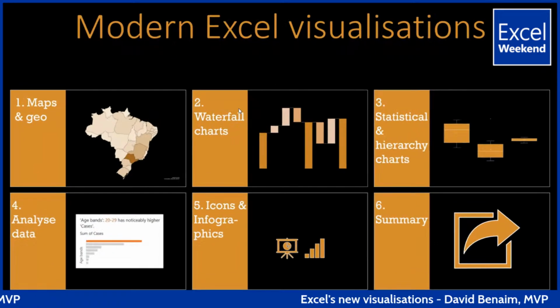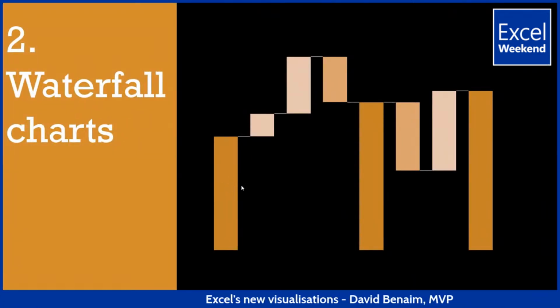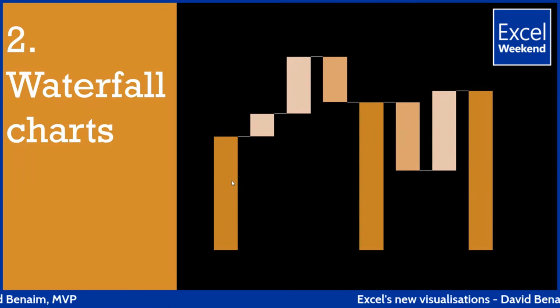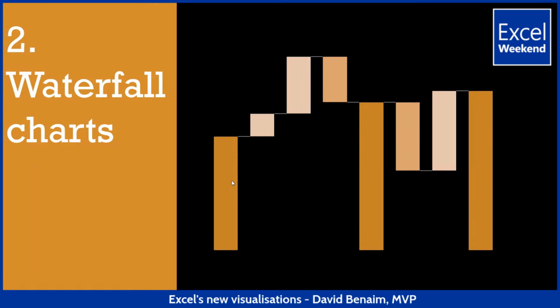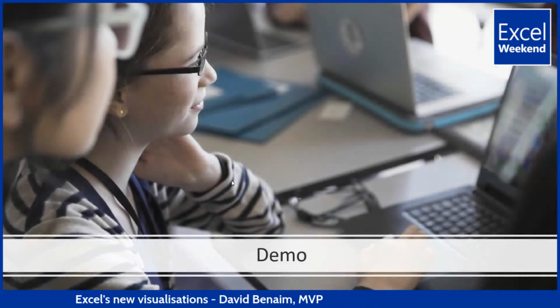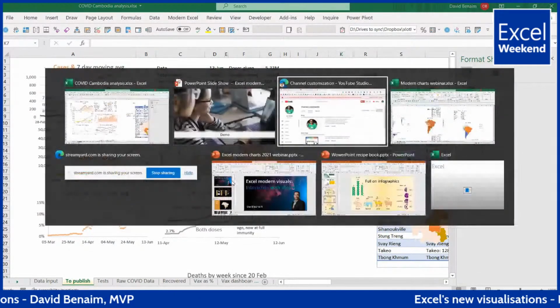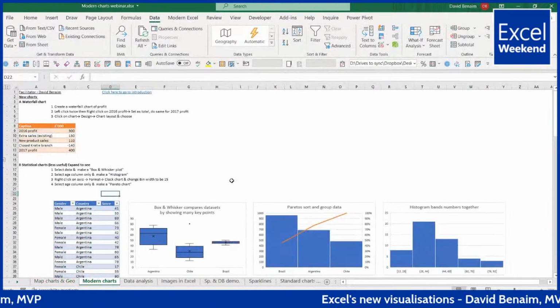Waterfall charts. Waterfall charts are a great way of showing what happens from one point in time to the next point in time where you have lots of changes, so positives and negatives. Most charts cannot show you positives and negatives particularly well, but waterfall charts are very, very good for that. So let's go to this one.